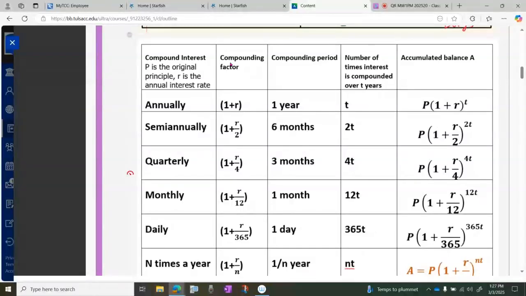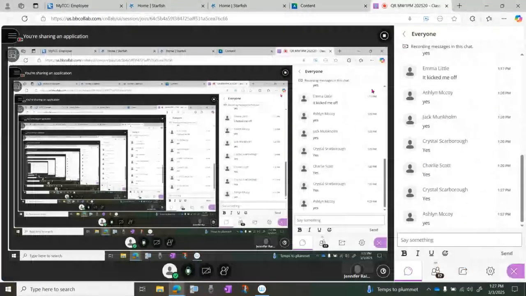Am I clear about what the compounding factor is? It's 1 plus a rate, right? What's the rate? It depends on how your interest is compounded. If it's compounded annually, it's the annual interest rate. Compounded quarterly, the quarterly interest rate. Compounded monthly, the monthly interest rate, right? So remember, the compounding factor is always 1 plus the rate.